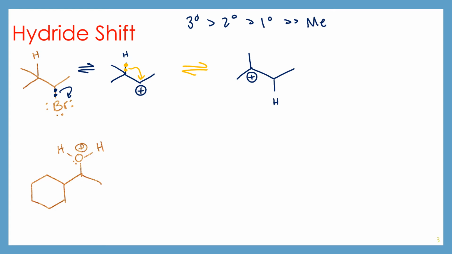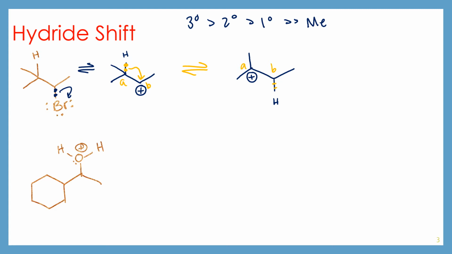So we can put little labels on here, A and B. Carbon A used to have that hydride, the hydrogen and the two electrons, but we moved it over to carbon B, which also has another hydrogen atom on its own. And so carbon A is now positive.